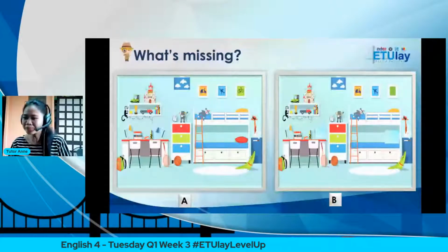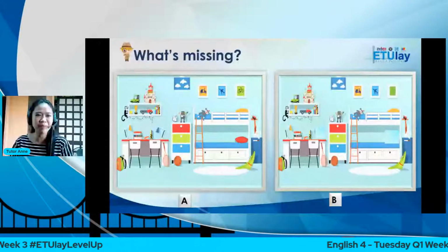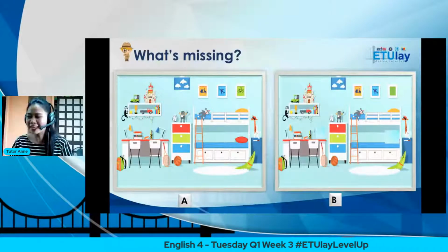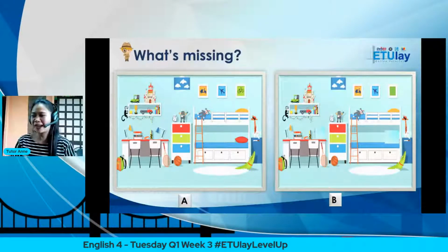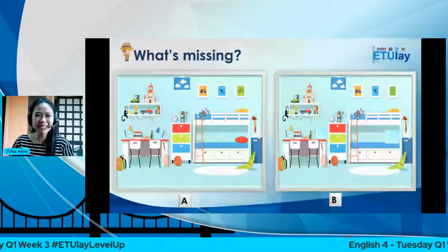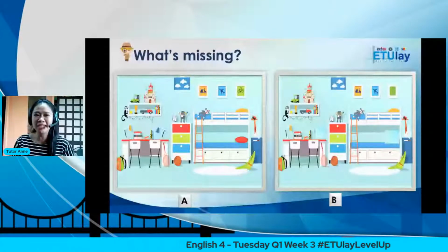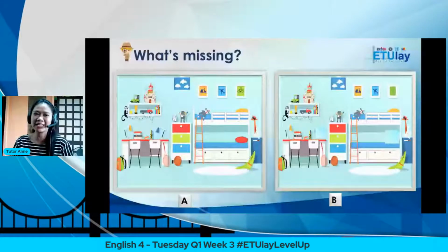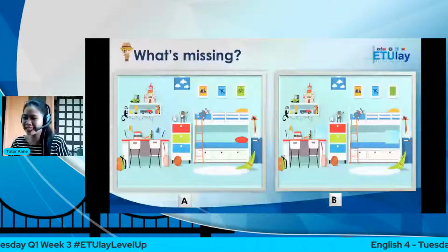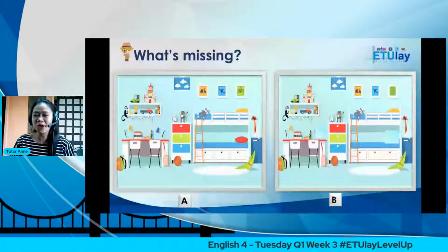Sabi ni Clyde, bag daw. Nawala ba yung bag? Ano ba kaya yung nawala? Sabi ni Lian, ball po. Nawala daw yung ball. Ano pa ba? Tingnan ngang maigi ang larawan at nang tukoy natin kung meron nga bang nawala or may pagkakaiba nga ba between these two pictures. Sabi ni Richie, pillow daw. Sabi ni Ma'am Marivic, pillow din po.